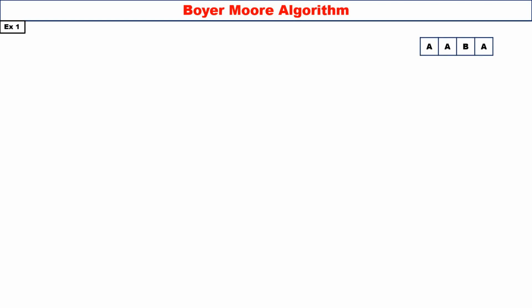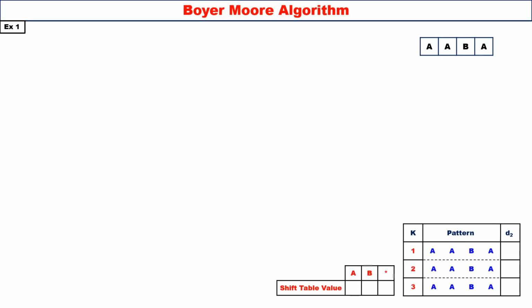First example, let us consider the pattern as AABA. First we will do the shift table and also the D2 table. For AABA, the shift table value for A is 3. The second character is also A, therefore it should be updated to 2. For B, it is 1. For all the remaining characters, it is 4. So our shift table is ready. Let us do our D2 table also.